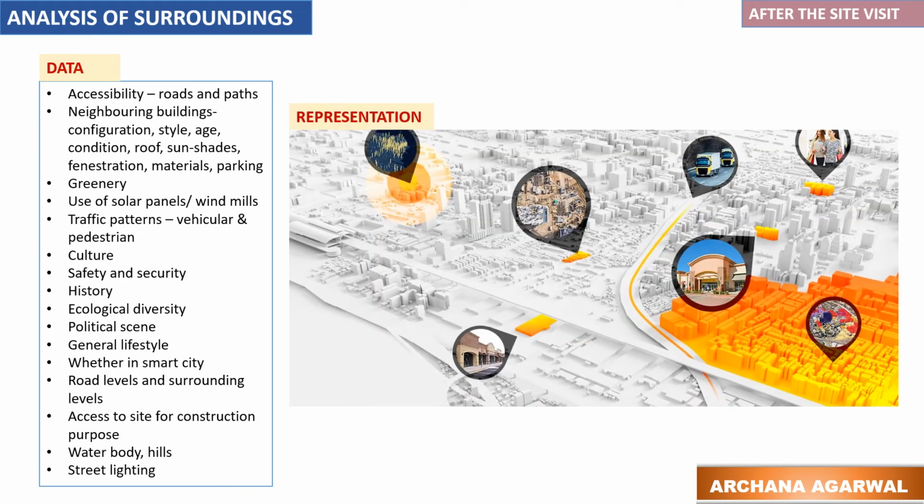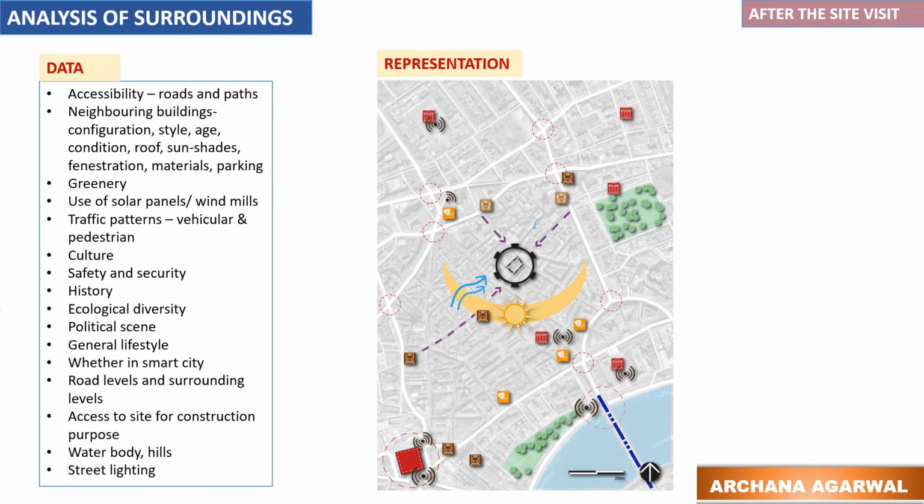The character of the neighboring buildings can be represented in various ways. Photographs and videos taken during the site visit should also be added. With respect to the north direction, the sun path and wind direction can be marked. Nearby water bodies, hills, and other geographical features can be shown.